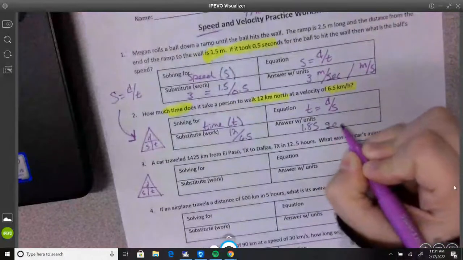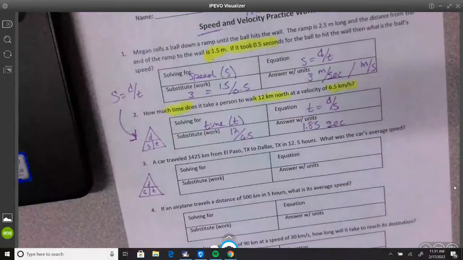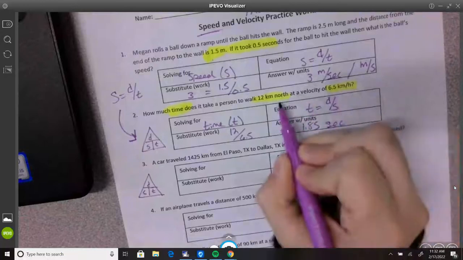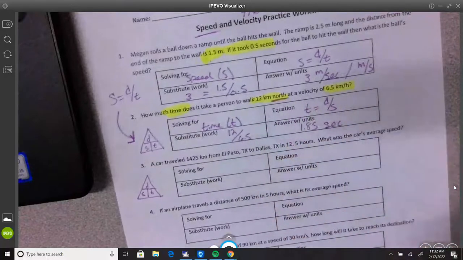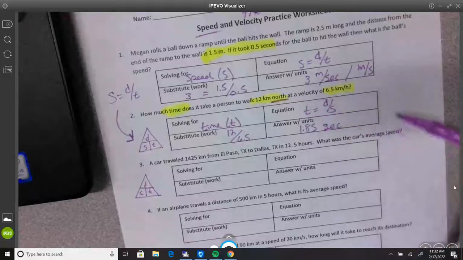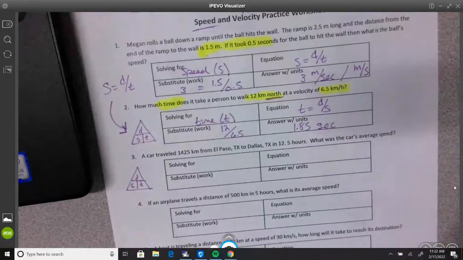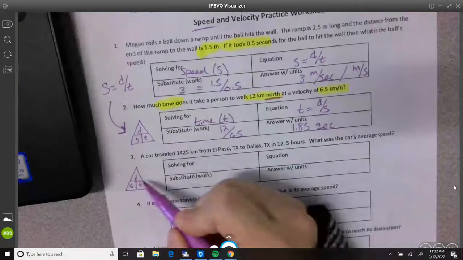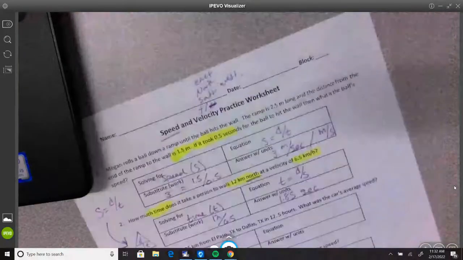And then our units should be in hours because our kilometers are canceling out. Now, again, this is where velocity is important. It gave you a direction. So the thing is, time isn't going to give you a direction, so north isn't as necessary here in the answer. So that's all we're doing throughout this worksheet: we're pretty much using this equation for everything, even on the back.